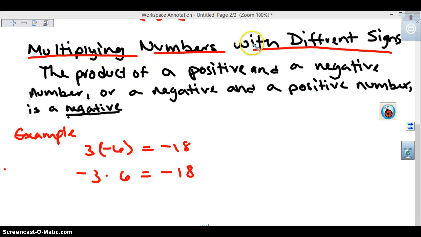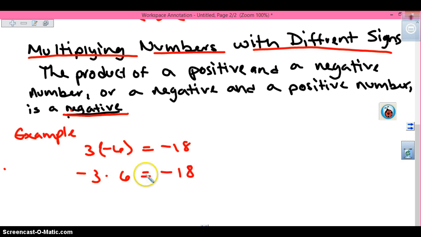When we're multiplying numbers with different signs, the product of a positive and a negative number or a negative and a positive number is always a negative. For example, 3 times negative 6 is negative 18, and negative 3 times 6 is also negative 18.